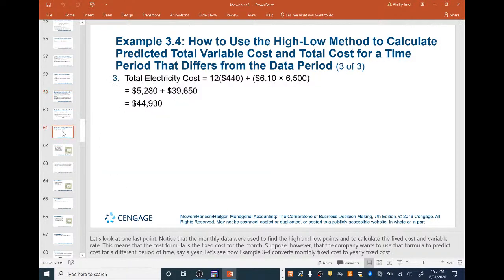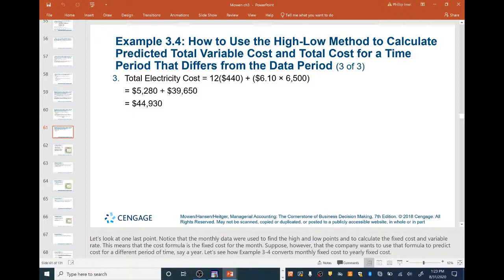Okay, so now let's look at that. Total electricity costs. So obviously, we know the fixed cost is 12 times 440. Where did 12 come from? Remember, this is for an annual period. There's 12 months in a year. Each month's fixed cost is $440. So 12 times 440 will give us our annual fixed cost. Then from there, we add our variable rate of $6.10 per unit, and then multiply it by the machine hours that are going to be used within the period.